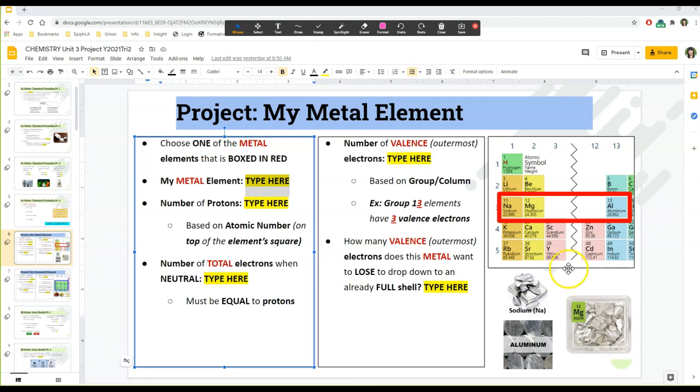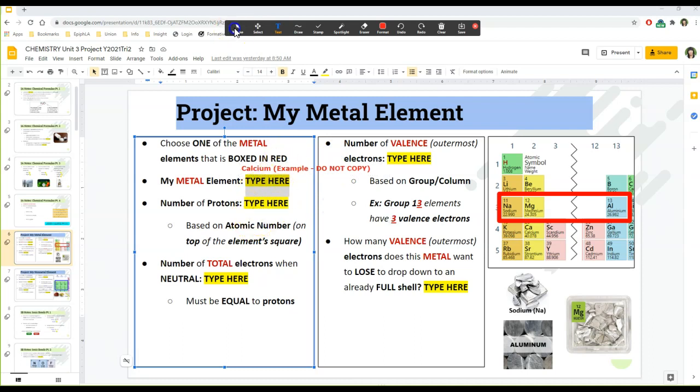Now for my example, I'm not going to use any of these metals just because I don't want you to copy what I'm doing. So I'm going to do an example, so please don't copy my example. I'm going to use calcium as mine, and this is an example. Again, do not copy, because obviously that's not one of the options that you can choose. So that's going to be my example right there.